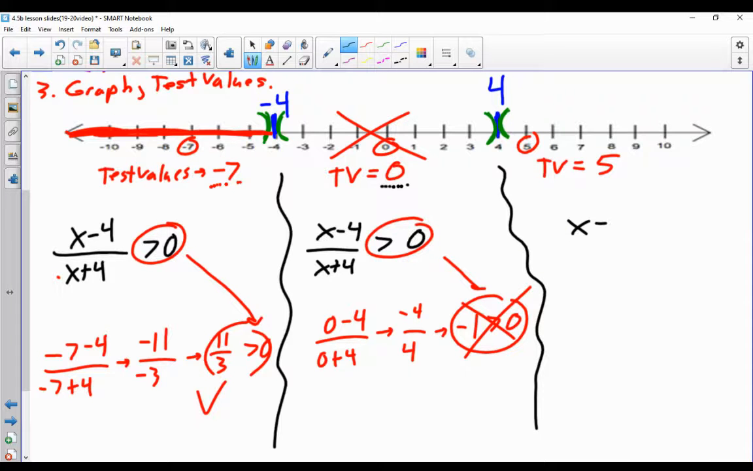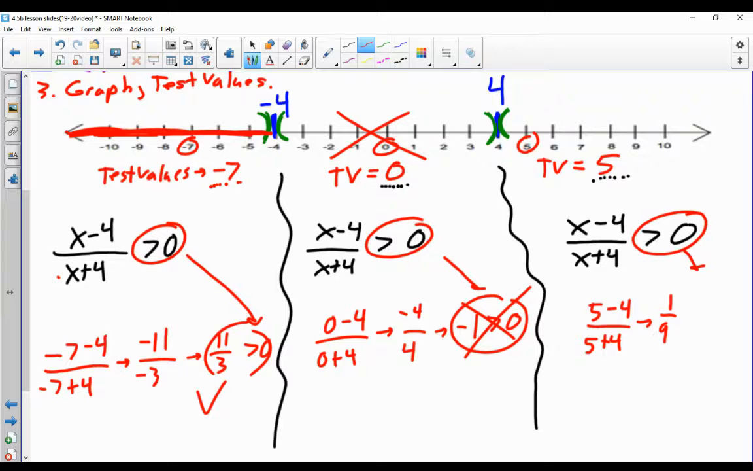So now I'm going to do (x - 4)/(x + 4), still greater than 0. And this is going to be the last test value to try. We'll plug in the number 5. So I'm going to plug in 5 minus 4 on top. On bottom, we'll have 5 plus 4. Go from there. 5 minus 4 on top will be 1. 5 plus 4 on bottom will be 9. And that just leaves us with 1/9.